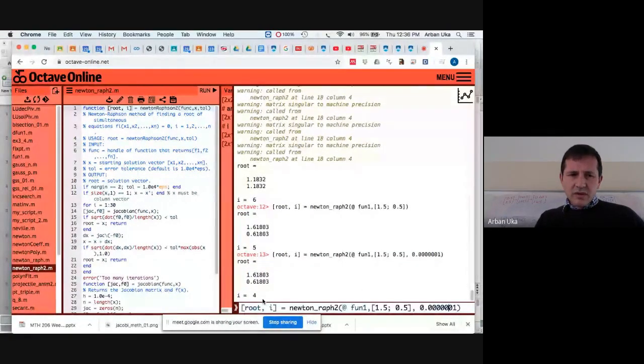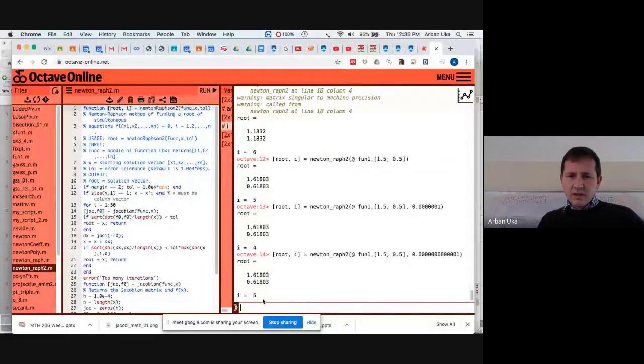Okay, maybe the default is much smaller than what we provided. It took one more step and it gave a tolerance level of 10 to the power minus 8 or minus 9, which is pretty good. So Newton-Raphson is a fast convergence technique, and it works also for nonlinear functions or nonlinear systems.